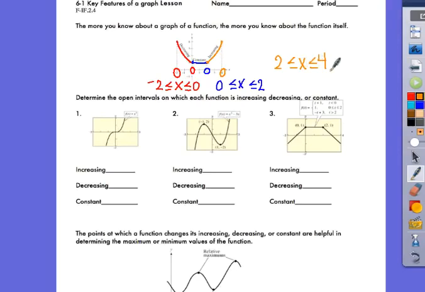Okay? And I know that can be a little difficult to grasp at first, but as we do some more examples, I think you'll be fine. You'll be able to follow along. Okay? All right, so let's look at number 1. On number 1, we have to write where this function is increasing.